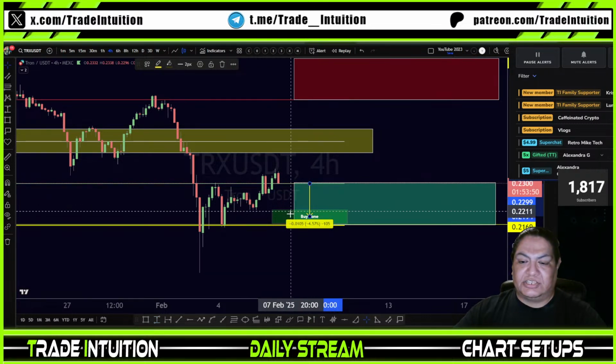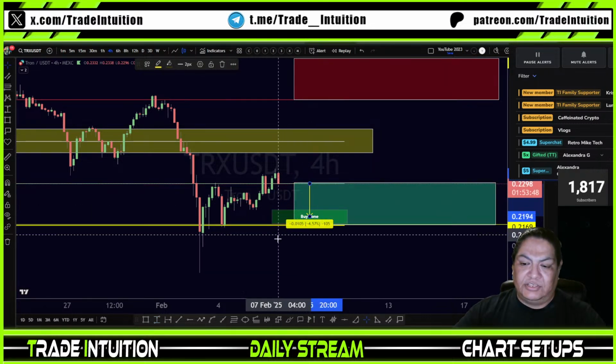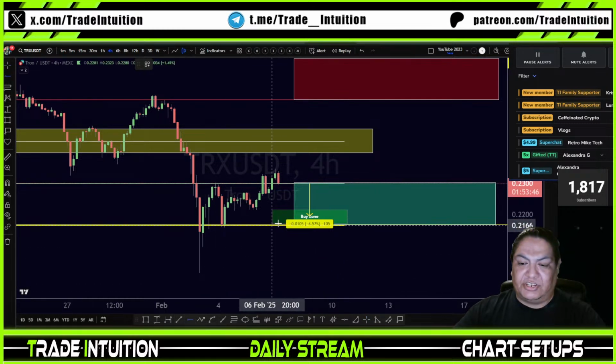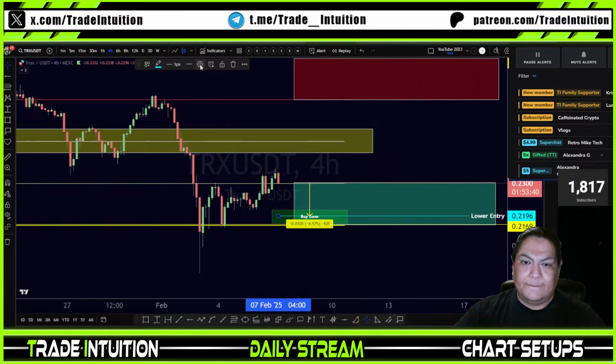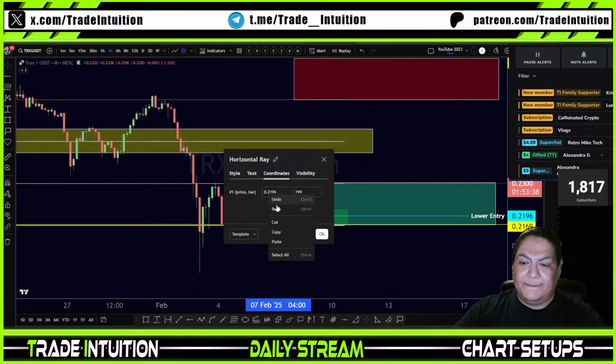So I do think this is going to come down right into this area. And I would actually set a lower bid right around here. Lower entry. Do this so everybody can see it.